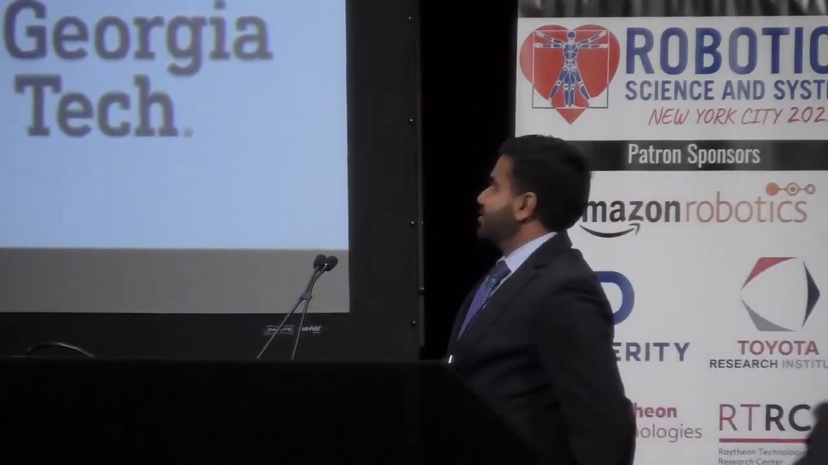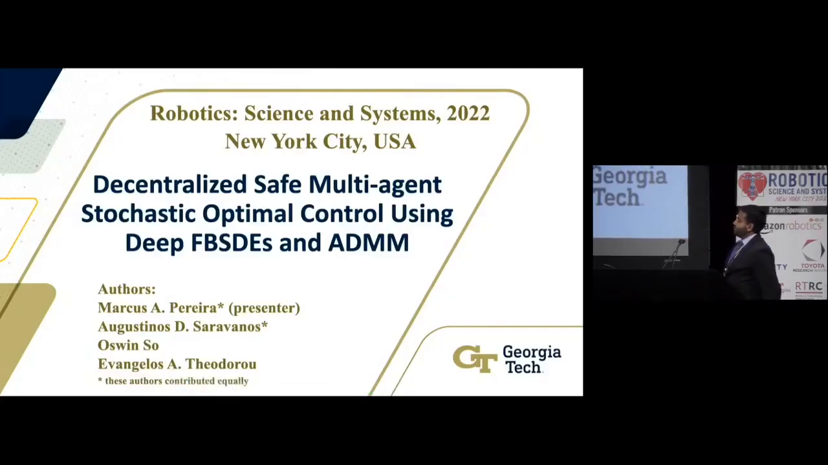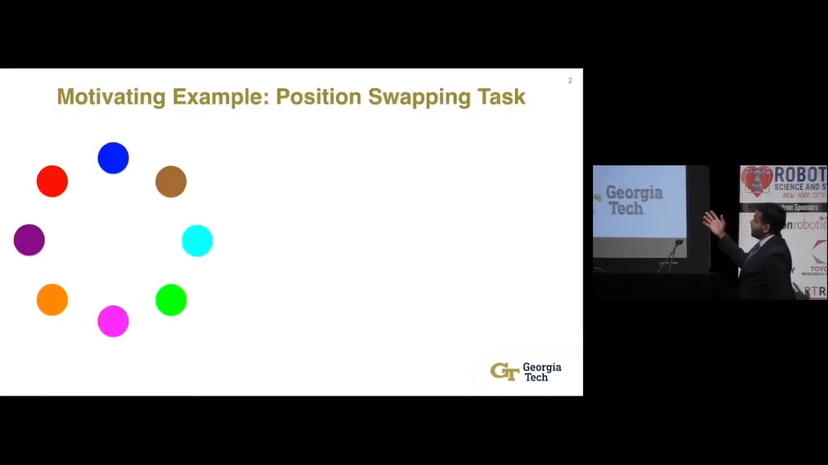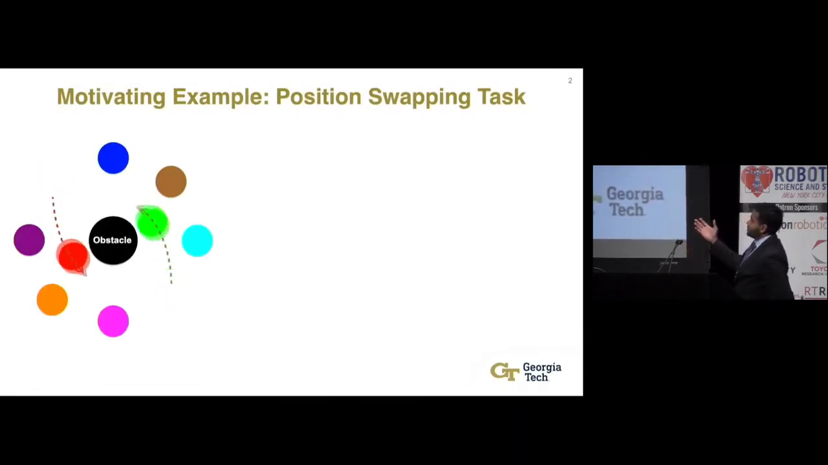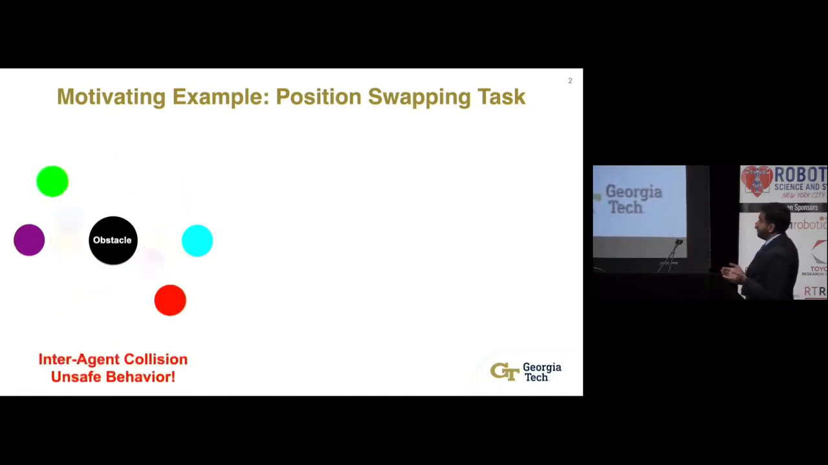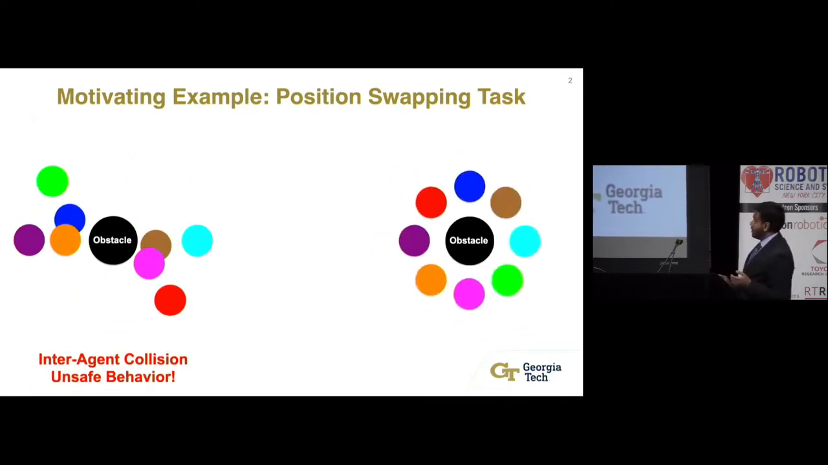Hi, everyone. My name is Marcus Pereira, and I'm going to be presenting a new framework for safe and decentralized multi-agent control. Suppose we have 8 agents starting on a circle, an obstacle at the center, and the goal is to swap positions with the diametrically opposite agent like so. Now, if more than 2 agents simultaneously try this, it could lead to unsafe behavior. And therefore, the agents must learn to perform this task in a coordinated fashion, which in turn requires safe exploration.